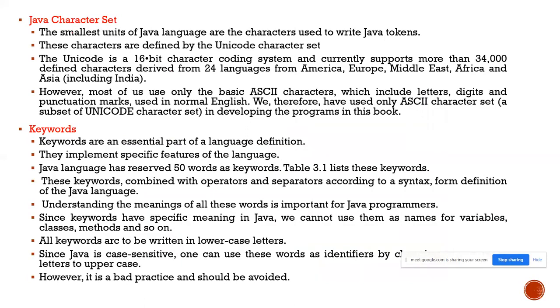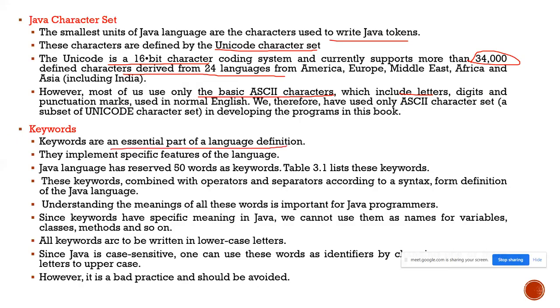Character set. All these character sets are used to write the Java tokens. They are unique. Users are defined by the Unicode character set. What is the Unicode character set? It is a 16-bit character coding system and currently supports more than 34,000 defined unique characters derived from 24 languages from America, Europe, Middle East, Africa, and Asia, including India. So most of us use the basic ASCII characters, which include letters, digits, punctuation marks used in normal English. Keywords. What are keywords?